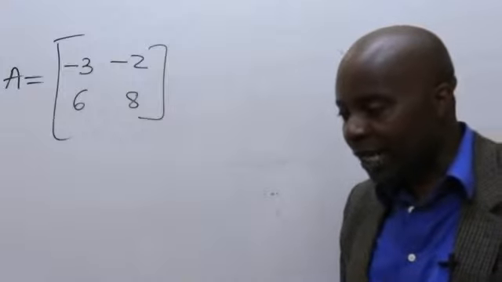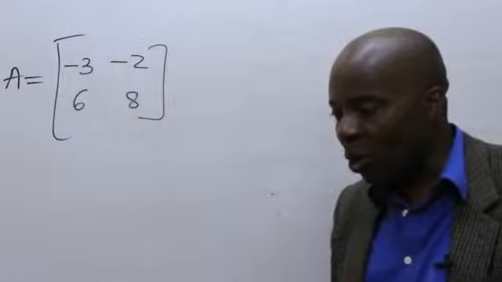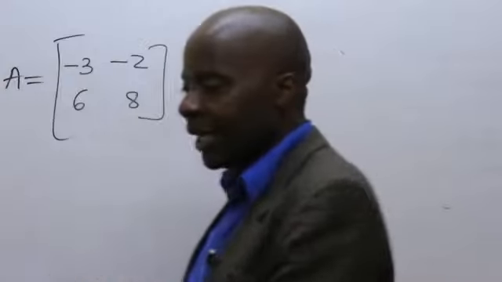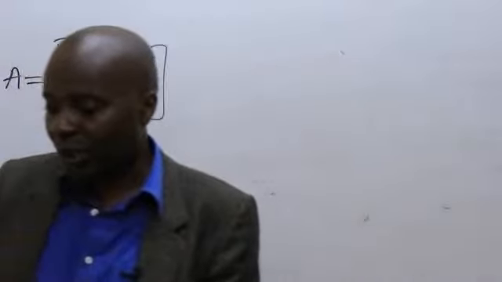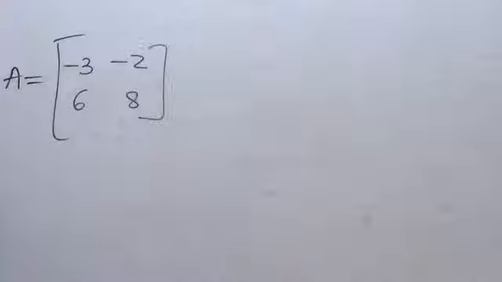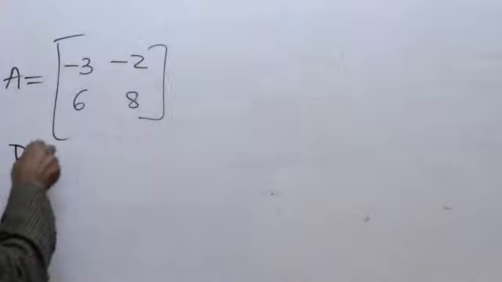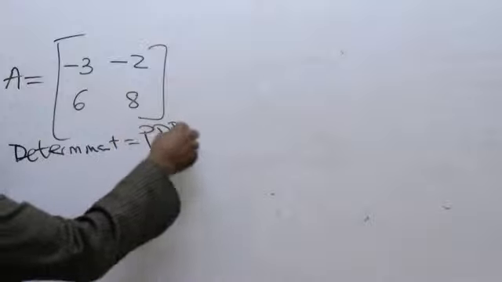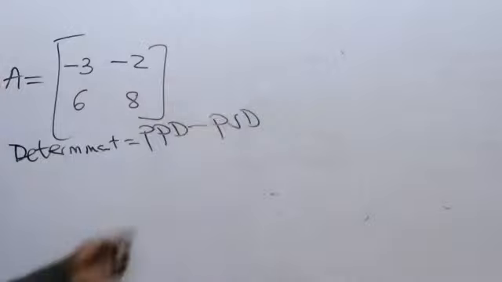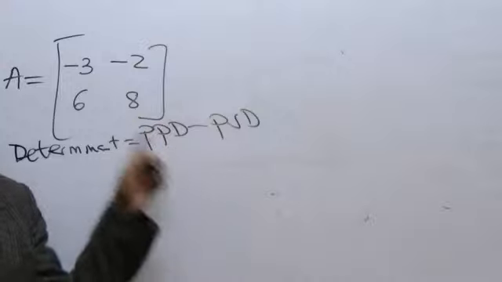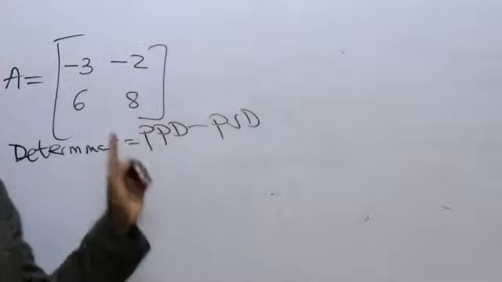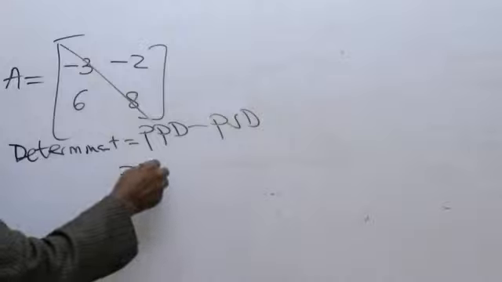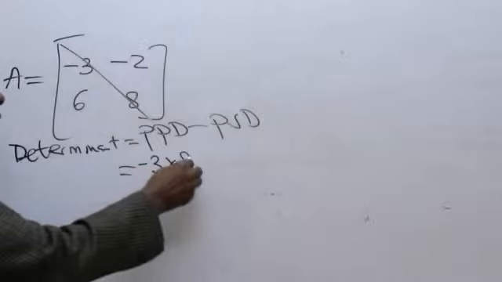So my friend gives me -12. Also, we have Benjamin getting the same. Lokai also has gotten the same. Mohammed the same. What those students have remembered in this first step of getting the determinant, the formula is PPD minus PSD: product of primary diagonal minus product of secondary diagonal. So the primary diagonal is -3 times 8.